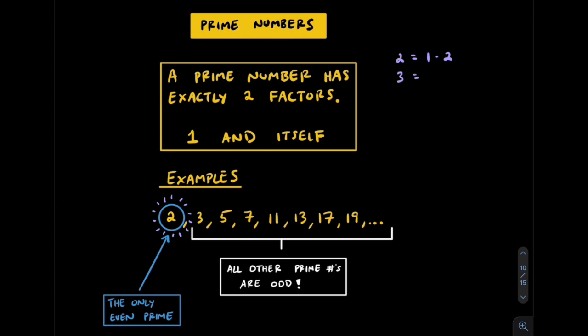If you consider 3, the only way to get 3 through multiplication is 1 times 3. This rule holds true for all the other prime numbers on this list. You can even try it for yourself. Think through the factors of 5, or 7, or 11. And if you can't think of any numbers besides 1 and itself as a factor, then it's got to be prime. It's important to remember that while almost every prime number is odd, 2's the exception.